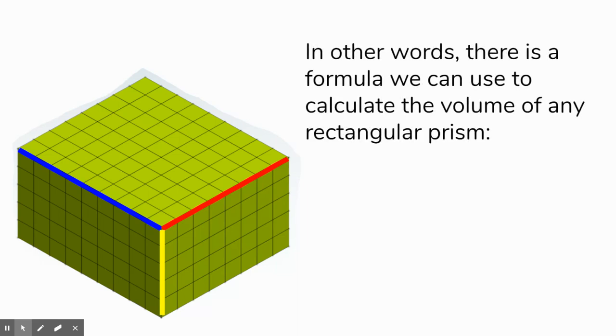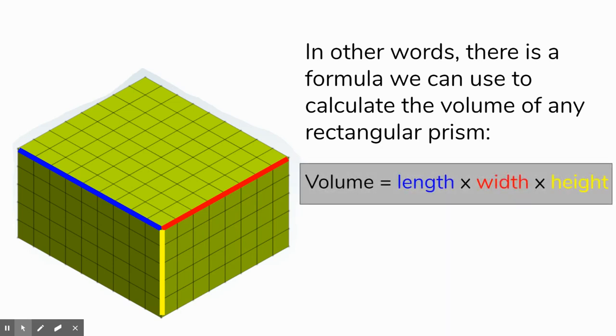In other words, there's a formula that we can use to calculate the volume of any rectangular prism. It doesn't matter how many cubes there are. If it's a rectangular prism, if we do length times width times height, we can calculate the volume just by multiplying those three different numbers.